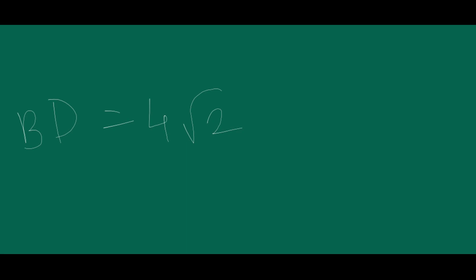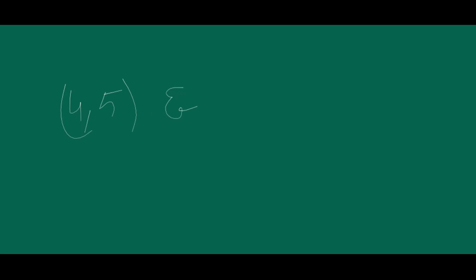Yeah, root 2 times 4. Similarly, we have to calculate the distance between C and A. What are the points for C and A? 4 comma 5 and minus 2 comma 1. Okay, let us solve this again together.